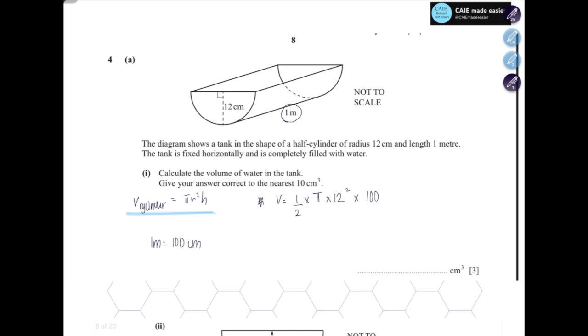The answer is going to be 22619.46. So divide it to the nearest 10 centimeter. These two, 226, 19 becomes 20. So this is our answer written to the nearest 10 centimeter.